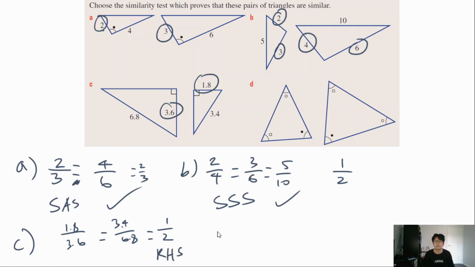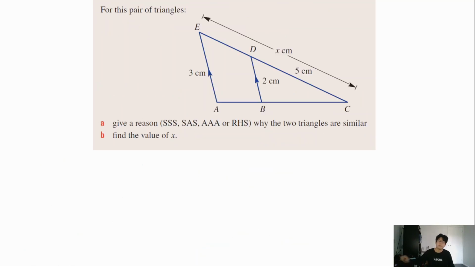And the last one, we have three angles that are exactly the same, denoted by the same signs for the angle. So this one simply satisfies the test AAA. Give yourself a tick if you got these two correct as well. Alright, so now moving on to the next question.